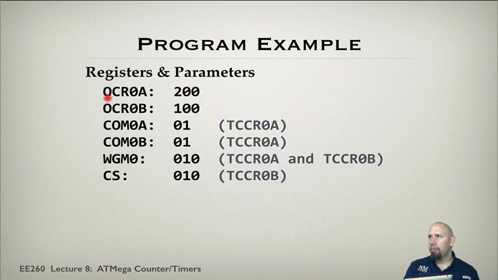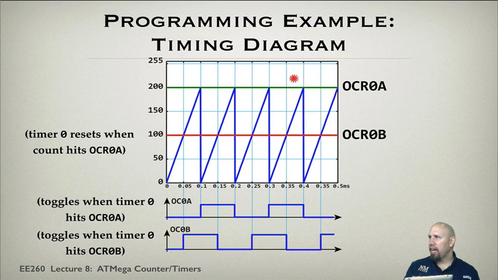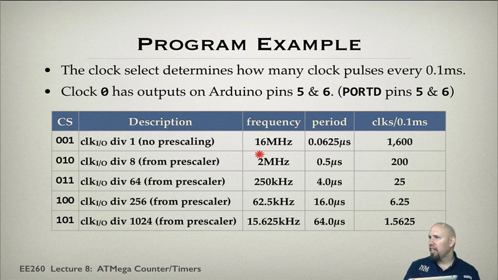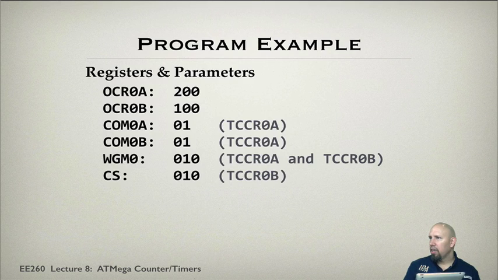So registers and parameters. Output compare register A. Again, we saw that back here. That's the value 200. We wanted to count up to 200. Again, why do we want that? That's this guy here. And we notice that the clock select that we need is that value. So here's the clock select value that we need. So that's 200. This is 1/2 of that, 100.